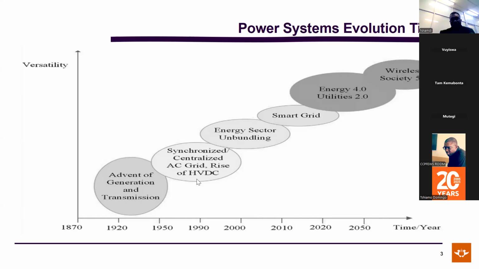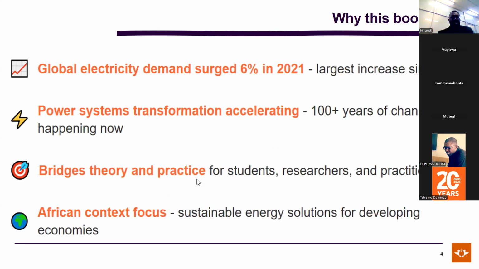We are moving away from a model based on economies of scale to one based on intelligence, flexibility, and human-centered design. Given this rapid evolution, you might ask, why this book and why now? Let me give you a few compelling reasons. Global electricity demand surged 6% in 2021, representing the largest increase since 2010. This massive growth is happening at exactly the same time we are trying to decarbonize energy systems.